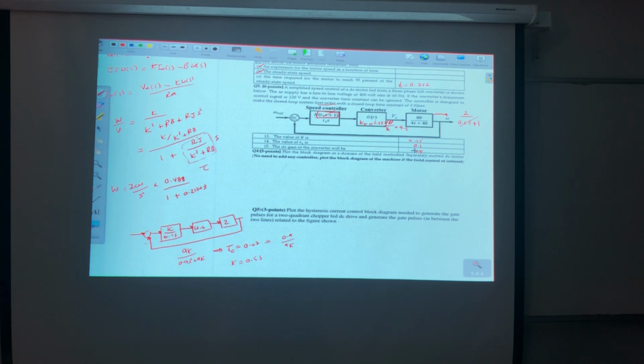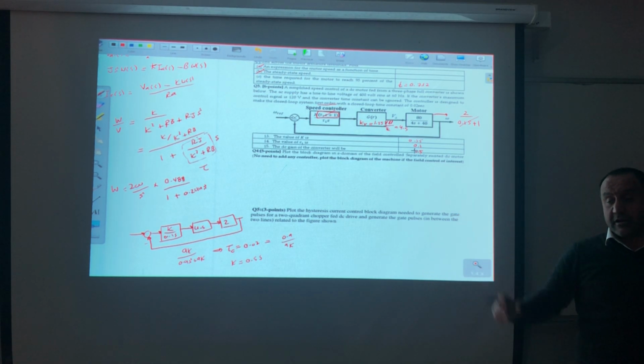Now the fourth one. Plot the block diagram in the S domain for the field control separately excited DC motor. No need to add any controller. Plot the block diagram of the machine alone. Now, if I'm discussing a field control, this means the armature is fixed. So I don't need to do anything to control the armature.